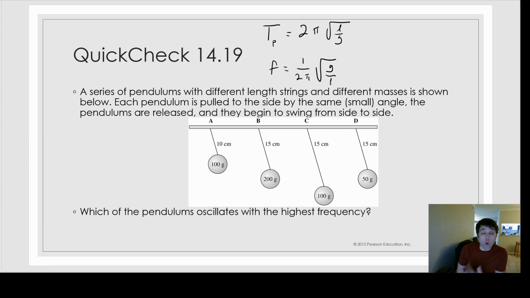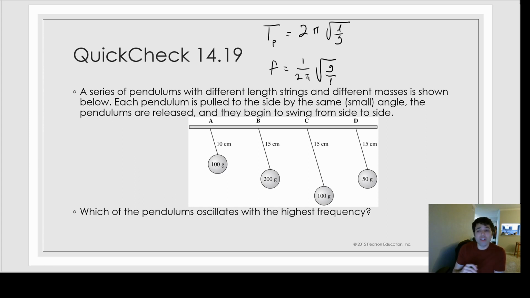The masses don't matter. The mass on the pendulum doesn't make any difference on how long it takes to go back and forth or any of that stuff, right? Doesn't matter. g is the same for all these things. They're all on Earth, we're assuming, right? So g is the same, but the L is different. The lengths of the string are different. So which one had the highest frequency?